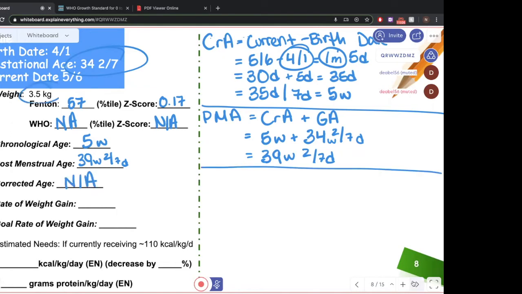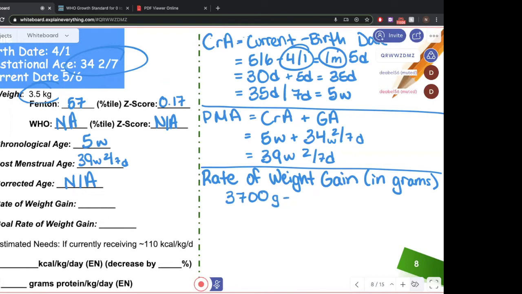Now let's go ahead and calculate the rate of weight gain. And we're going to convert all of our values to grams when we're looking for the rate of weight gain. So we're going to take the most recent weight of 3,700 grams minus the previous weight up here of 3,500 grams, which will give us a difference of 200 grams. So between this time period, he gained 200 grams.